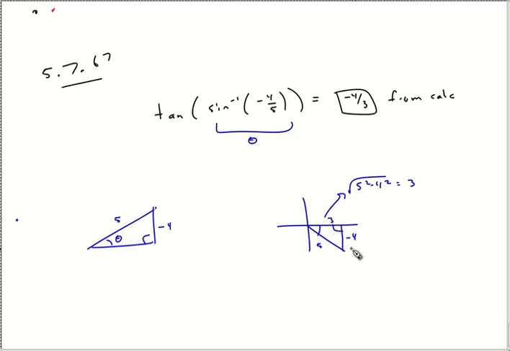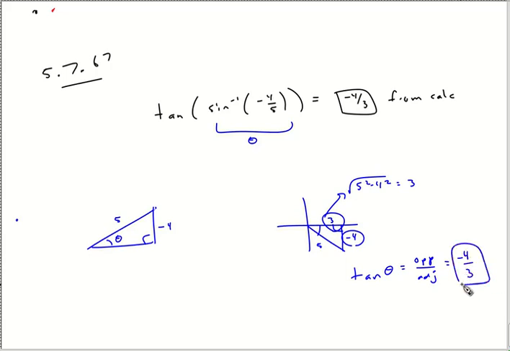And so I got opposite over adjacent here. So I'm going to do that. So tangent is equal to opposite over adjacent. And so then I got negative 4 over 3, and we're done.